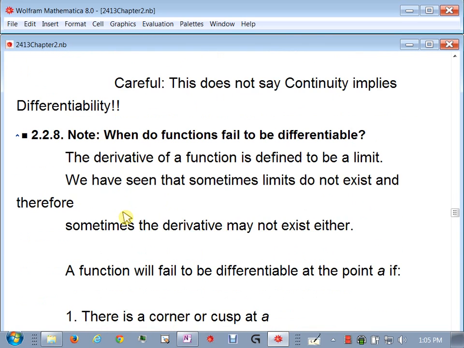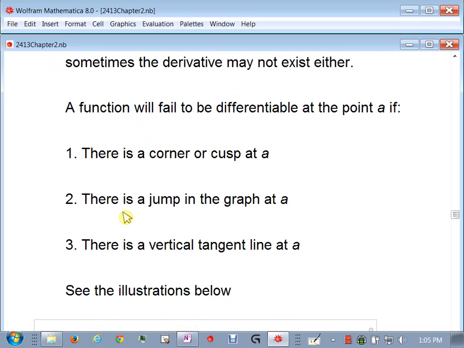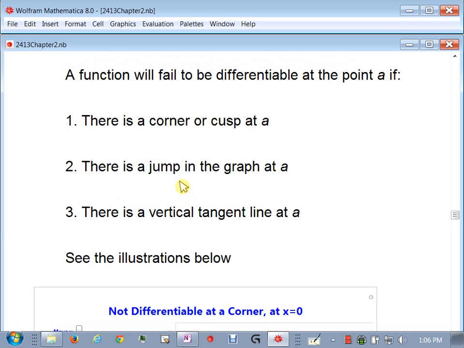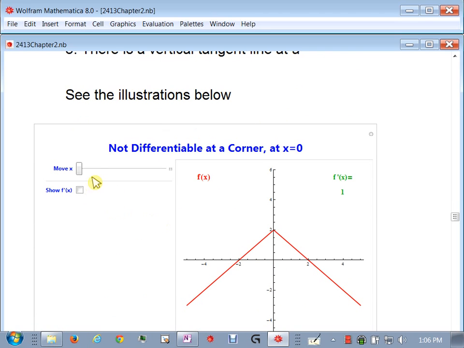All right, so when do functions fail to have derivatives? When do the derivatives fail to exist? We talked about this last time. Anytime there's a cusp or a corner, the derivative doesn't exist. If there's a jump or a vertical tangent line. So here's a corner. If I move the derivative, watch what happens. Right now the derivative is 1, isn't it?